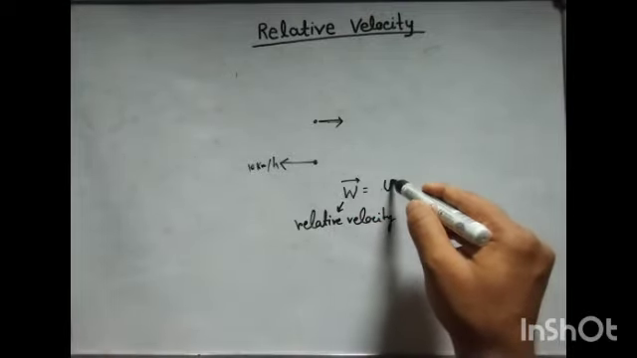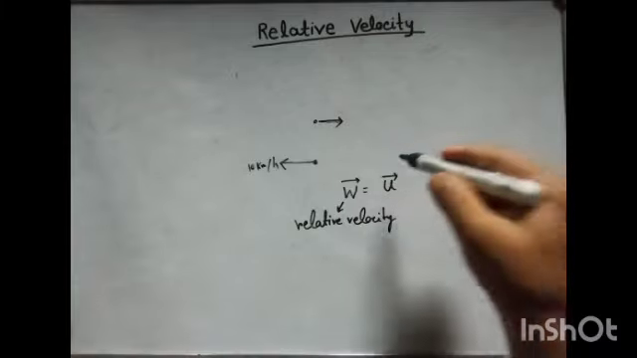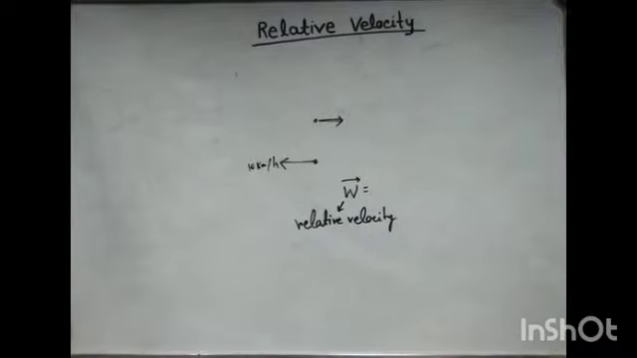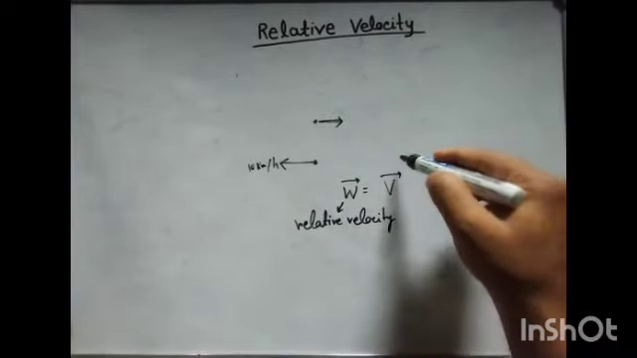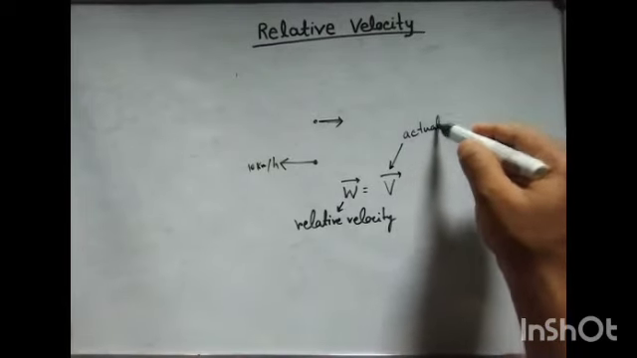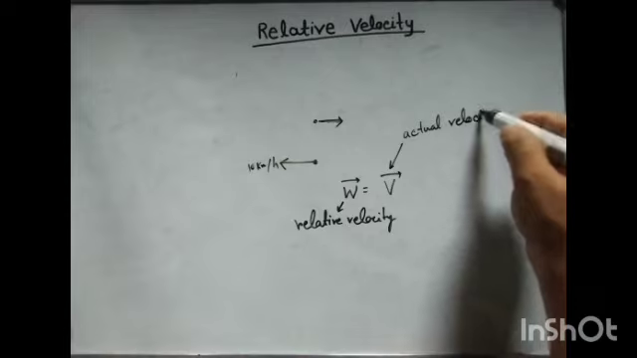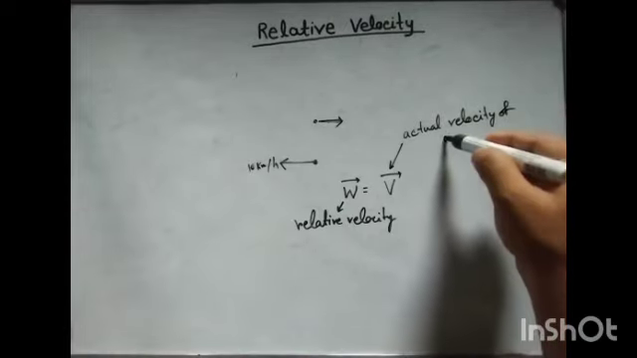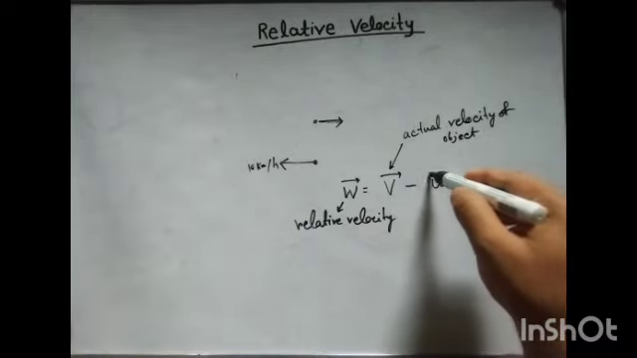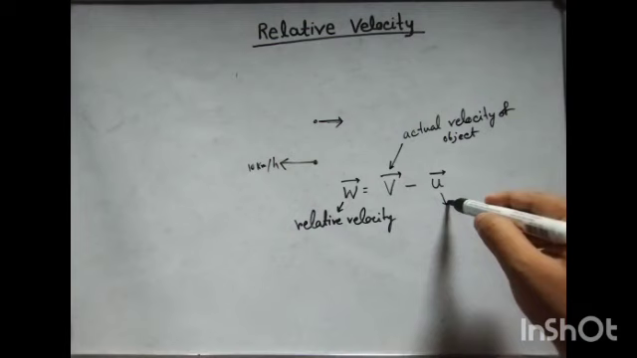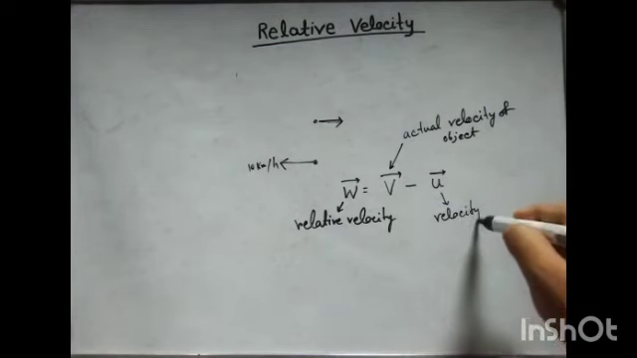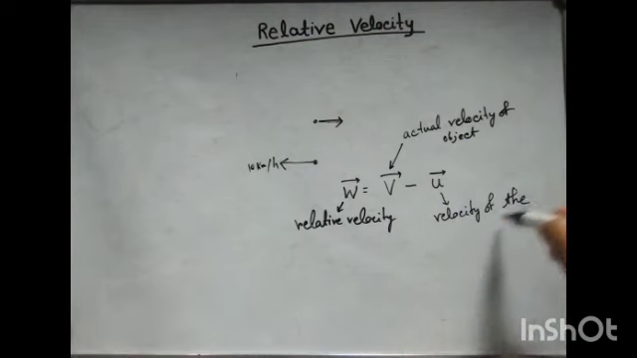That will be, sorry, v vector. V vector is the actual velocity of the object minus u vector. What is u vector denoting here? Velocity of the observer.